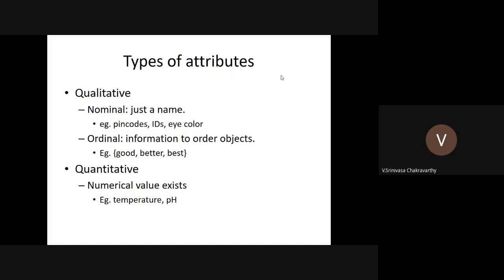And then you have quantitative attributes which are simple. These are real numbers or integers, which is a subcategory. So there's a numerical value, like for example, temperature or pH.